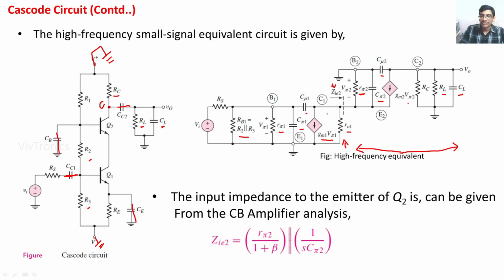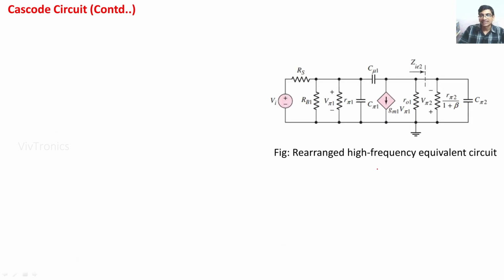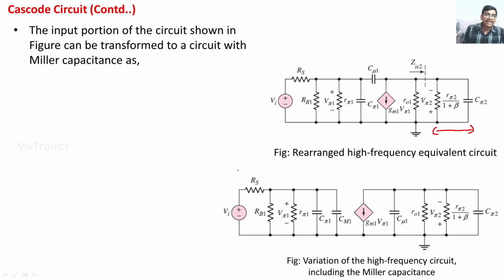Now we are going to rearrange this high frequency equivalent circuit of the cascode amplifier like this. We have taken the input side circuit alone, which means stage 1, and also shown the second stage input impedance and input capacitance as load for the first stage. The input portion of the circuit shown in the figure can be transformed to a circuit with a Miller capacitance, and this can be further rearranged with the Miller capacitance like this.